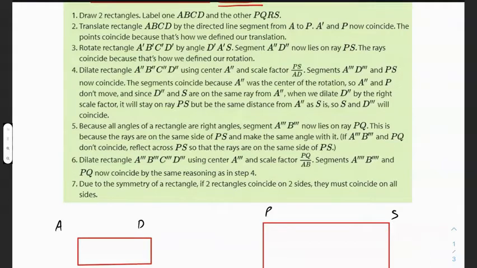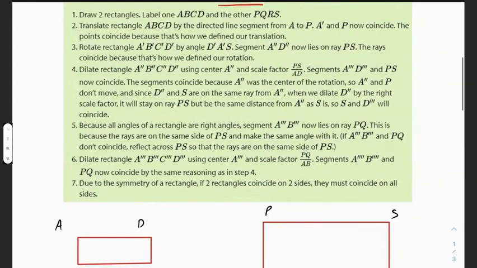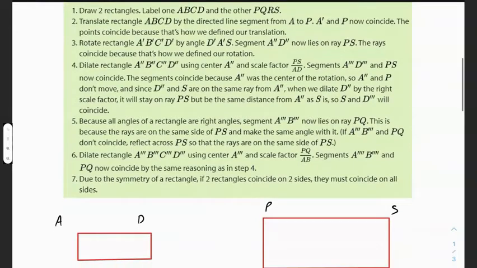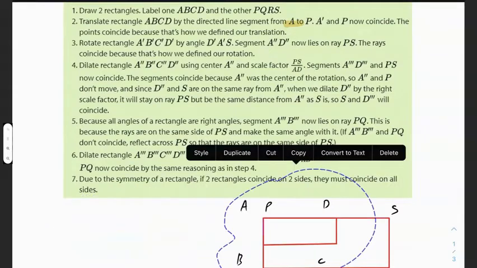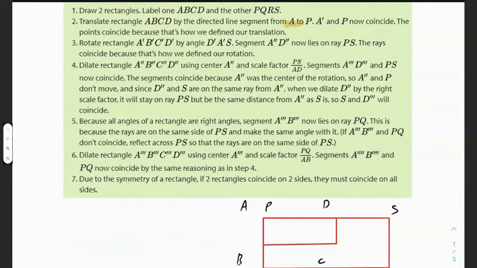Okay, so we got number one done. So he does this. What's his name? Tyler. Okay. Then they say translate the rectangle ABCD by the directed line segment from A to P. Okay, what is that going to look like? So A to P is from that vertex to this vertex. Okay, let's do that. So we're going to translate over. A maps onto there. A goes onto P.